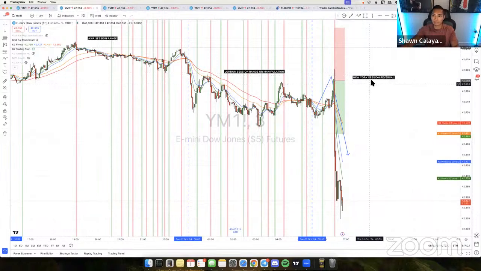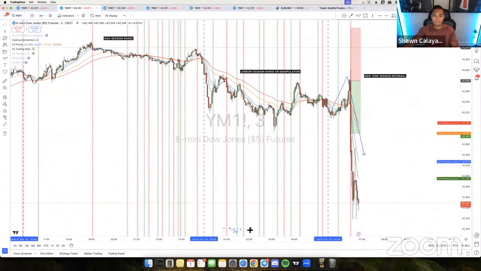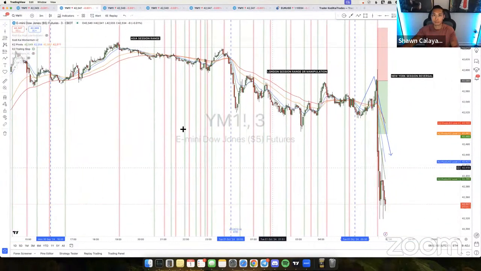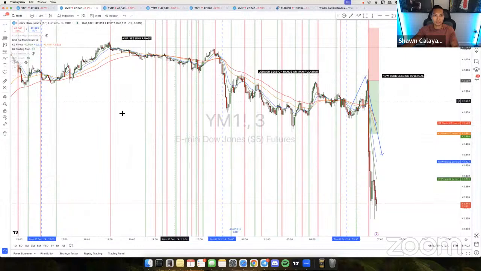Reversal. So I think that makes sense, Jason, right? For your analysis. So Jason gives it a bit of a more technical analysis here.